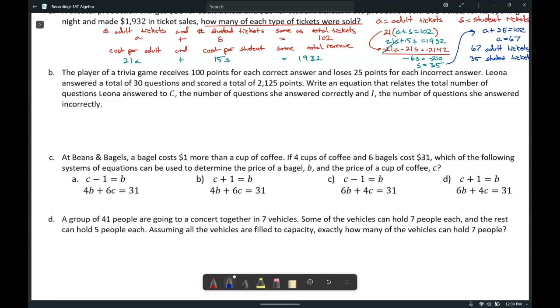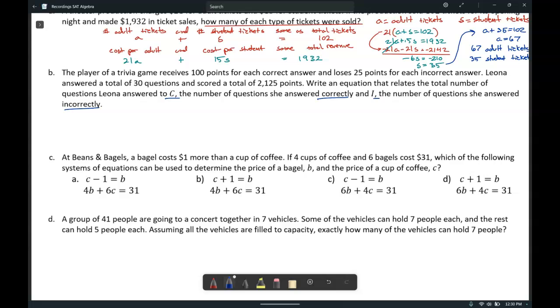Next, we have a player of a trivia game receiving 100 points for each correct answer and losing 25 points for each incorrect answer. Leona answered a total of 30 questions and scored 2,125 points. We want to write an equation that relates the total number of questions answered to the number of questions she answered correctly and the number of questions she answered incorrectly. So right there what they've done is they've defined our variables. C represents correctly answered questions, and I represents incorrectly answered questions.